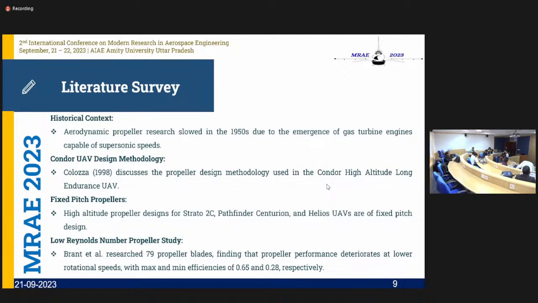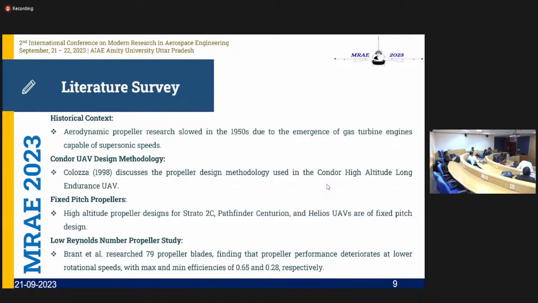Colenza in 1998 discusses the propeller design methodology used in the contour high altitude long endurance UAV, followed by the fixed pitch propellers. The high altitude propeller designs for Strato 2C, Pathfinder, Centurion, and Helios UAV are of fixed pitch design. And the next one is the low Reynolds number propeller study.